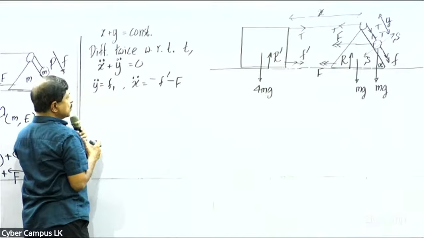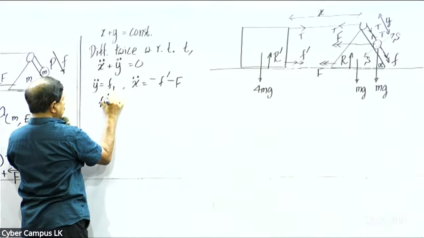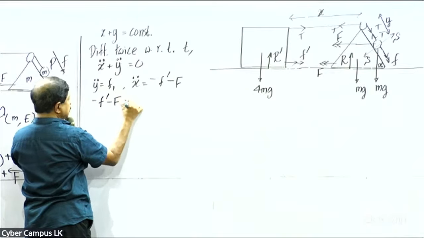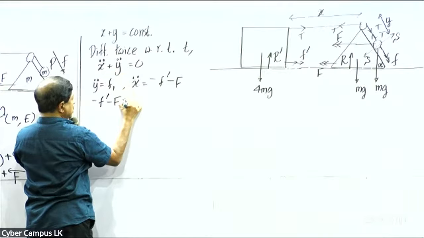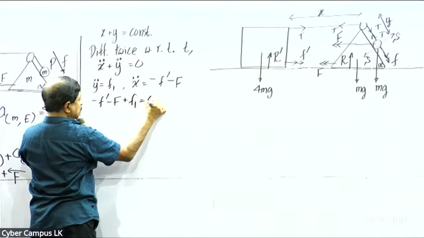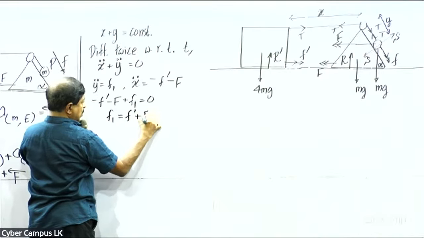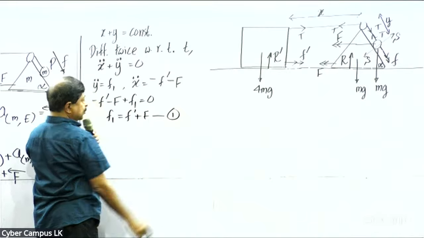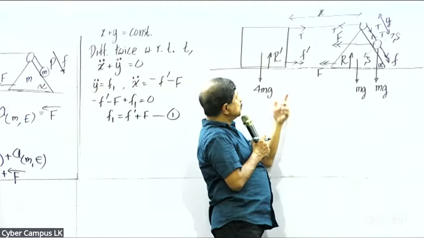Now you can substitute those. Minus F dash minus F, sorry, plus f1 is 0. That's how we get equation 1. Now we'll apply Newton's law to these three.